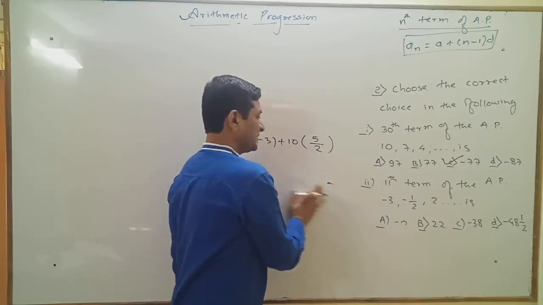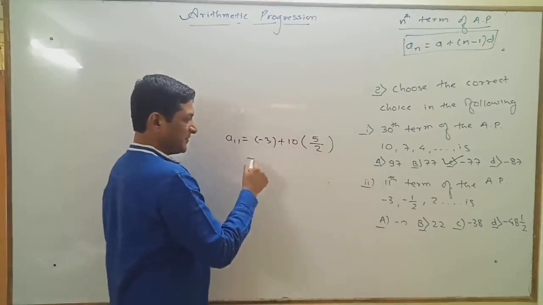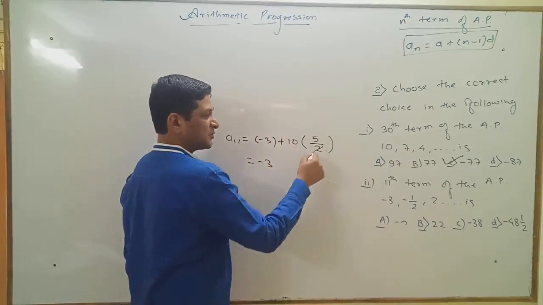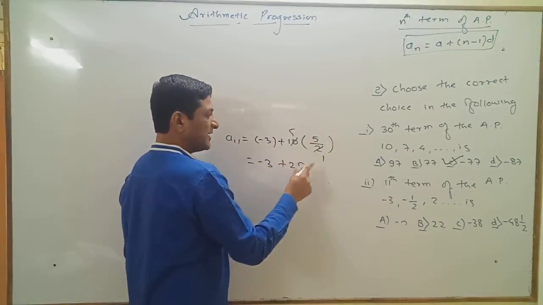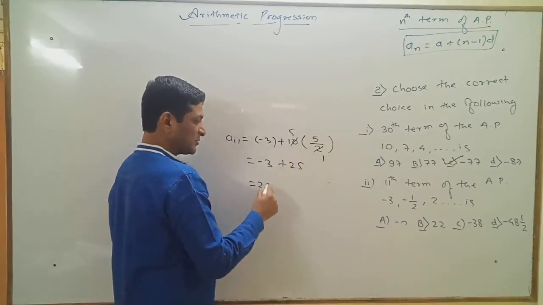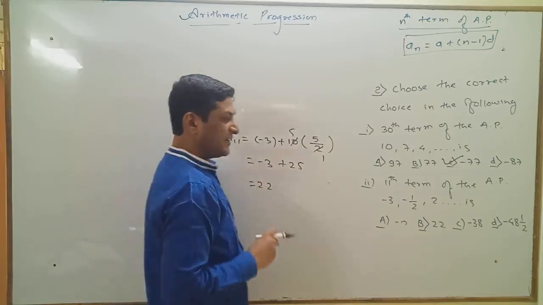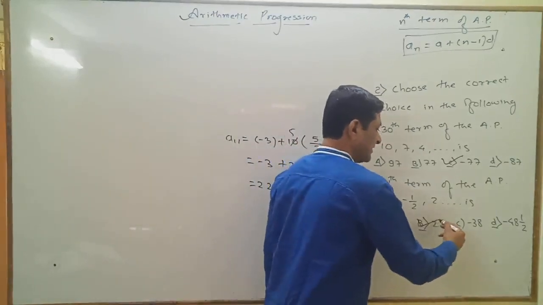Just we have substituted the value. The remaining part is simplification. Minus 3, keep it as it is. 2 ones are 2, 5 fives are, and 5 fives are 25. So 25 minus 3 will be equal to 22. In this way the 11th term is equal to 22.